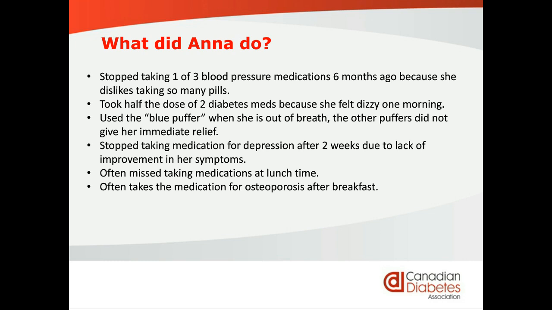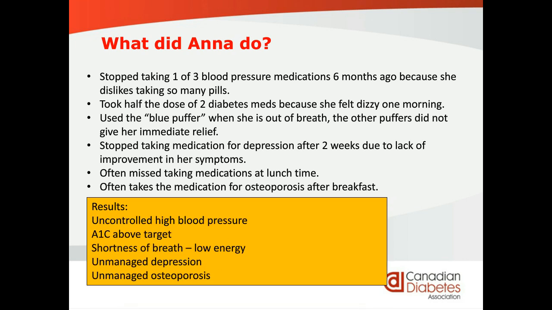Well, what does that result in? We can see from her office visit at the physician's office that her blood pressure is above target, is not managed. Her A1C is above target. That means her diabetes is not well managed. She's short of breath, even climbing a few steps. And she has low energy, needless to say, if you're short of breath. And she has low mood because her depression is not managed. And also coming back to the uncontrolled high blood pressure, one of the symptoms could be a dull headache, and she was experiencing that as well.